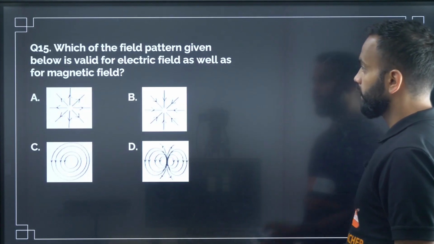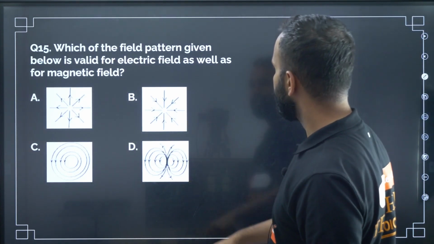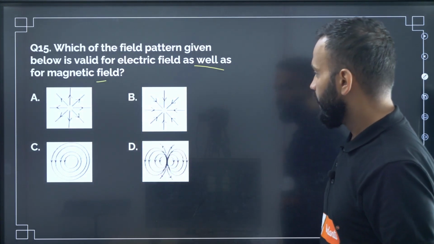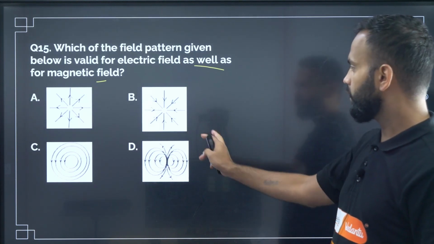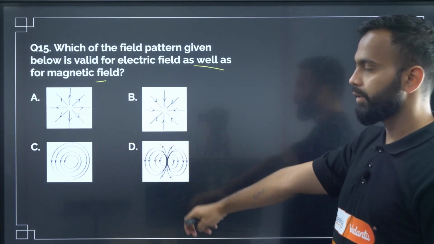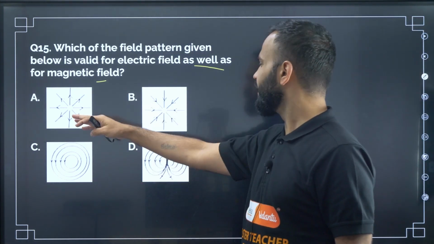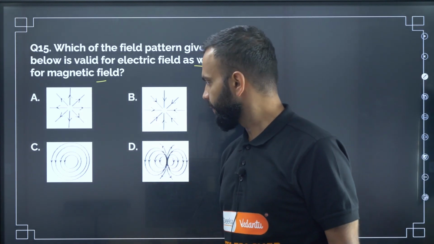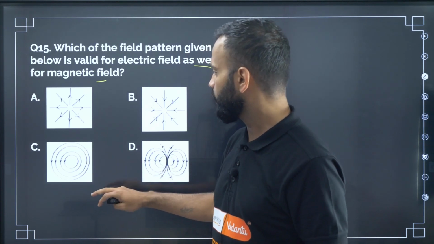Next question, question number 15. Which of the field patterns given below is valid for the electric field as well as for the magnetic field? Definitely the first one and the second one are wrong. The first one is for a positive charge and the second one is for a negative charge, and this is an electric field. So the first two are wrong. Now look at option C. The magnetic field is in loops, right? This one is correct.